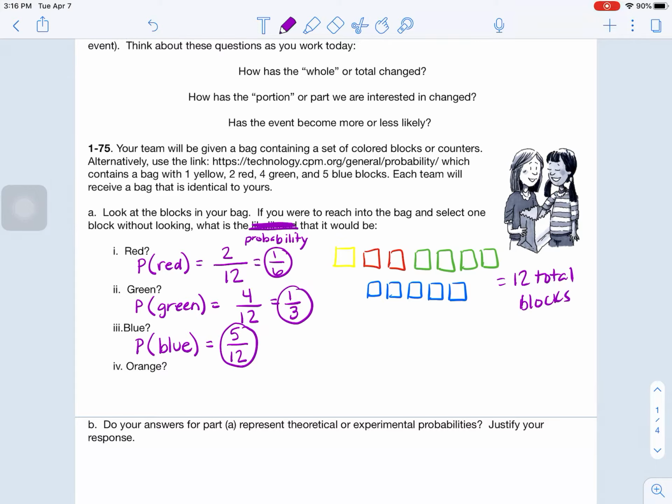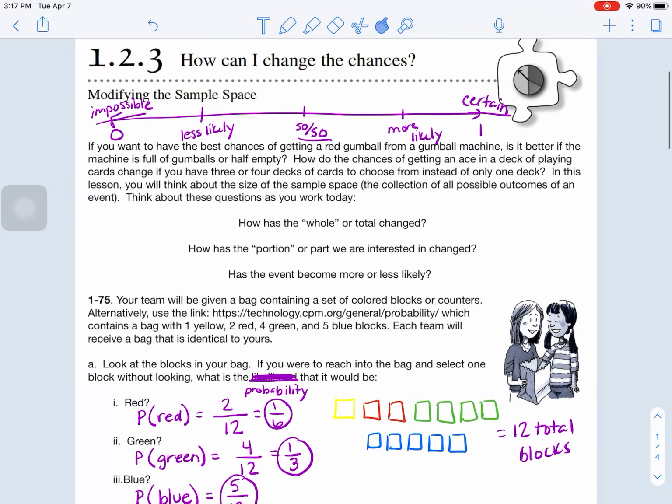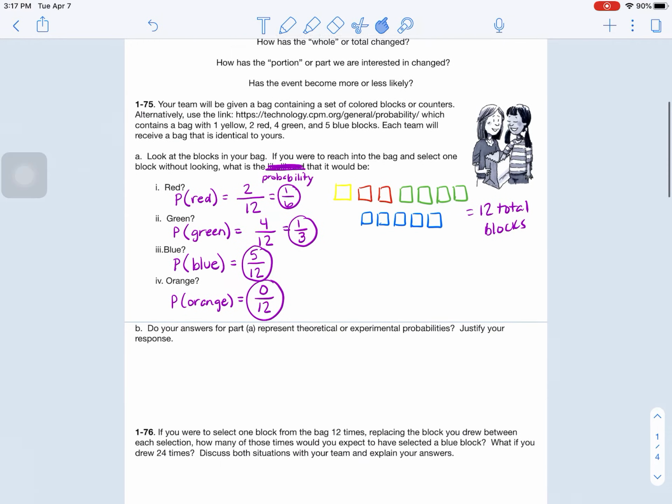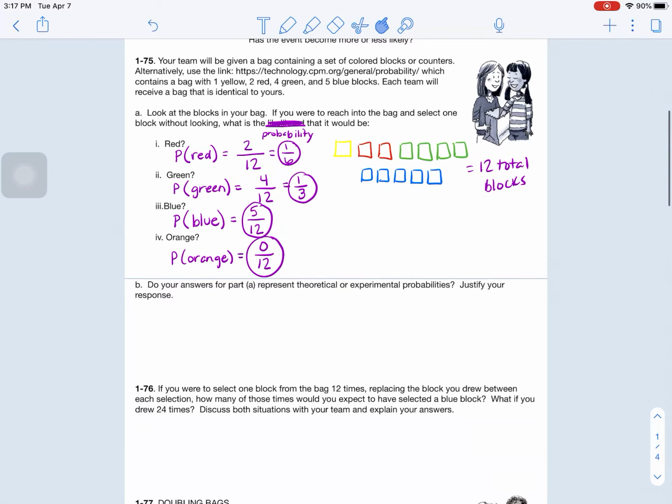It is also fine if you are expressing these as percents or decimals as well. Just go ahead and round them to the nearest hundredth if you are doing that. And then again, probability of orange. So there are still 12 different blocks in there, but are there any oranges? Nope. So that's a 0 out of 12. That is an example. If I would say likelihood, like up here, that is impossible because there is not an orange block. So that is not going to happen at all.